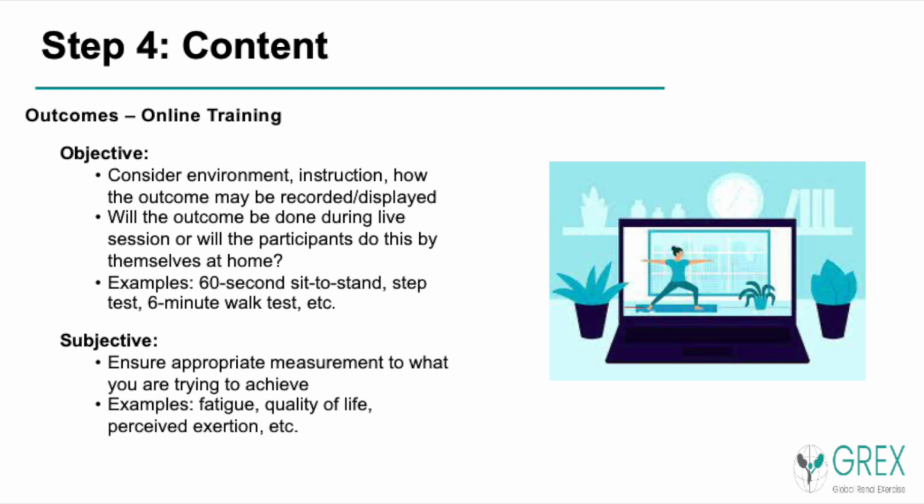Some ideas of things that we do are the sit to stand 60 test, the step test, and the 6-minute walk test, and you'll have heard about these in previous modules. In terms of subjective outcomes, just ensure that these are appropriate to what you're trying to measure. So are you measuring quality of life? Are you interested in whether patients become more activated and more efficacious in their self-management, or are you perhaps looking at fatigue?